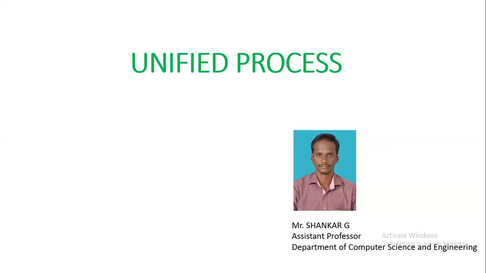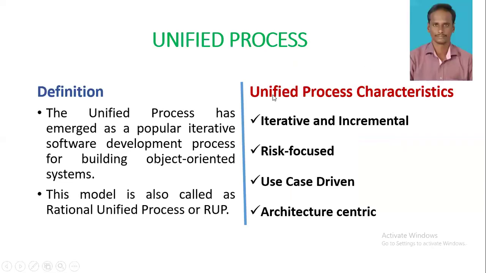Let us see what is Unified Process. A software development process describes an approach to build, deploy, and possibly maintain a software. The unified process has emerged as a popular iterative software development process for building object-oriented systems. This model is also called the Rational Unified Process or RUP.